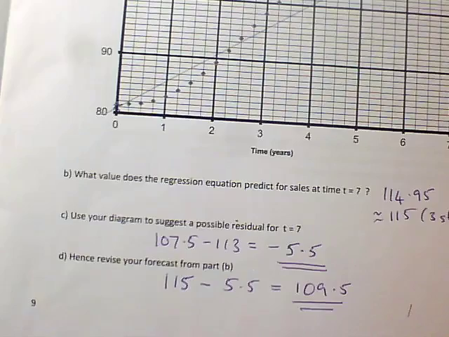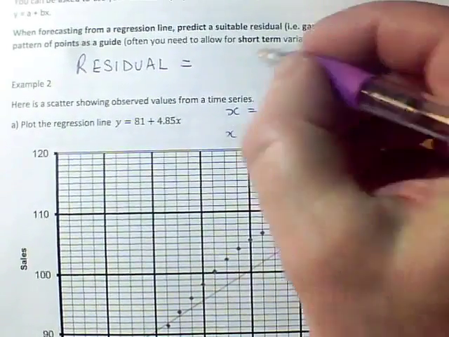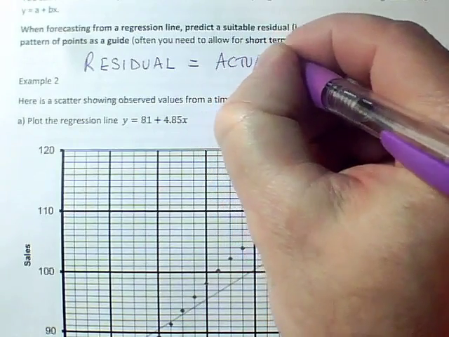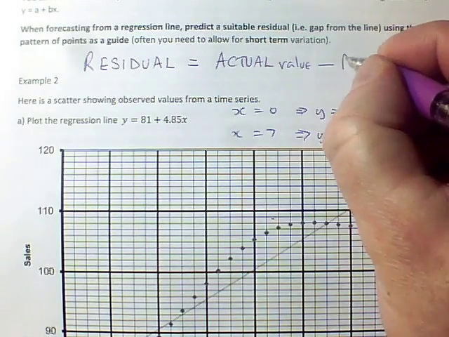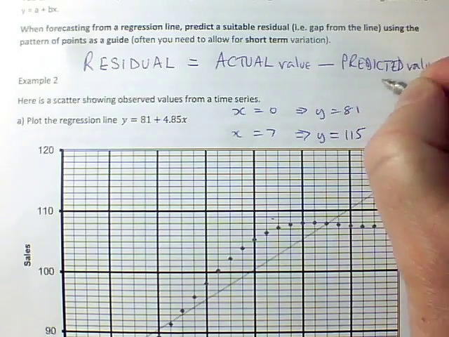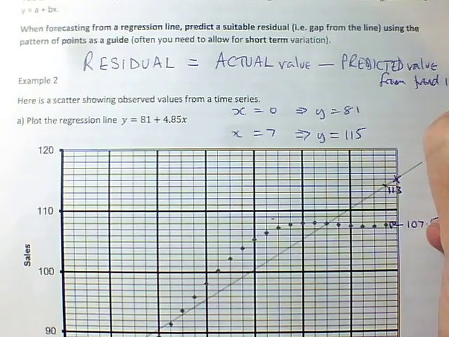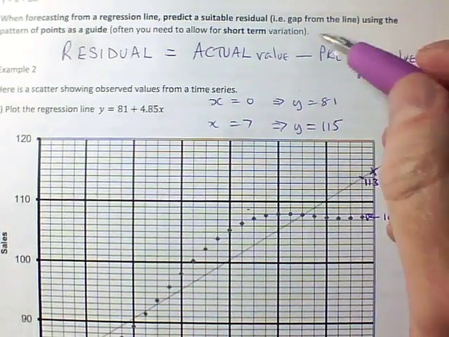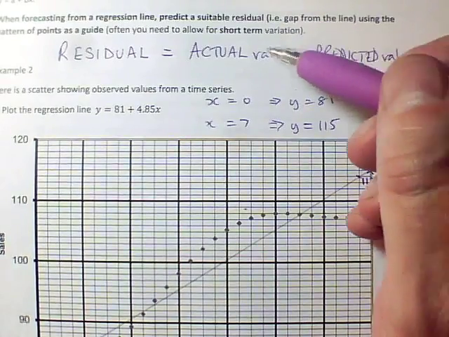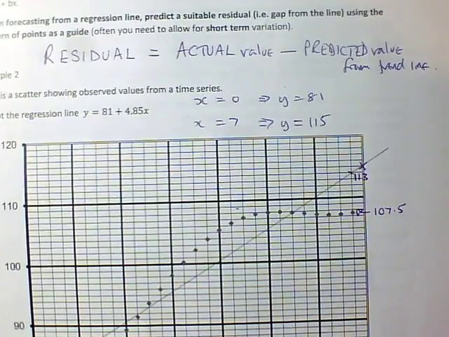Hope that helps. Actually, just one last thing before I finish the video. I'm going to remind you of the definition of residual. So the residual is the actual value minus the predicted value, and in the case of this time series work, that's the predicted value from the trend line. Okay, so this applies to S1 as well. Residual is always the actual data value minus the value from the regression line or the trend line.